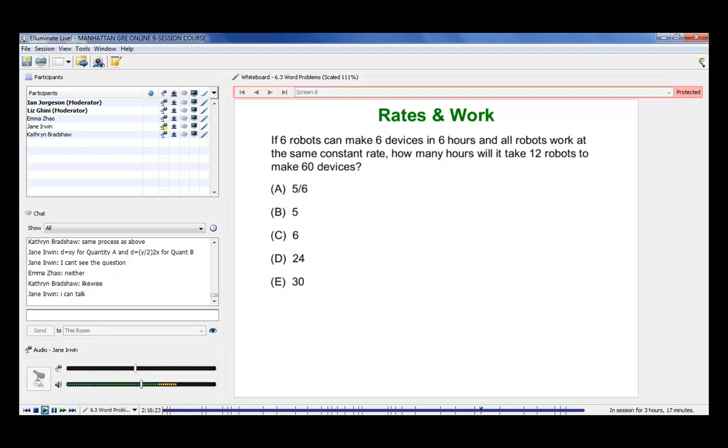Okay, actually, right after I answered it, I started rethinking it, and I thought I might have gotten it wrong, so I don't know how to explain it very well. But I tried to think of it more conceptually because I got caught up in the 6 robots, 6 devices in 6 hours. So I guess I was thinking if it's a constant rate, then each robot was making 1 device in 6 hours, and then I should apply that to 12 robots. So if each robot can make 1 device in 6 hours, I just multiplied it out.